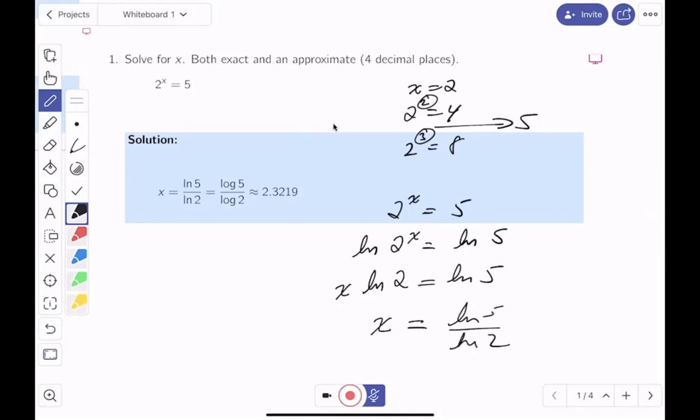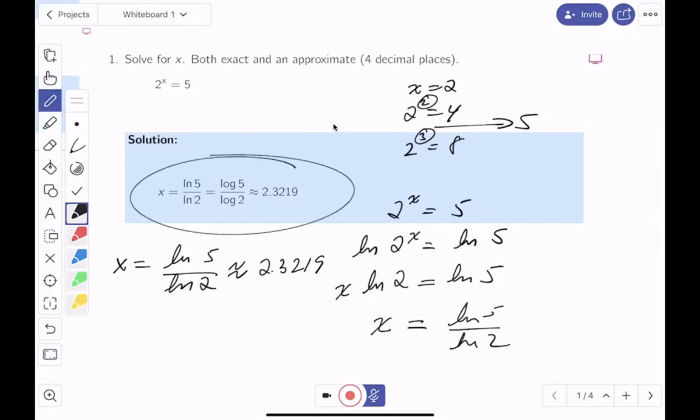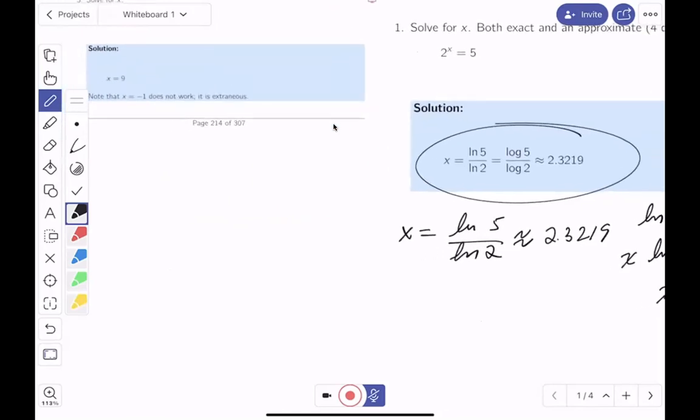So I know X, let me write this down for you, is the natural log of 5 over the natural log of 2. If you approximate this on a computer, what are you going to get? 2.3219 to the nearest fourth decimal place. All right, that answer is right over here. All right, let's go to number 2.